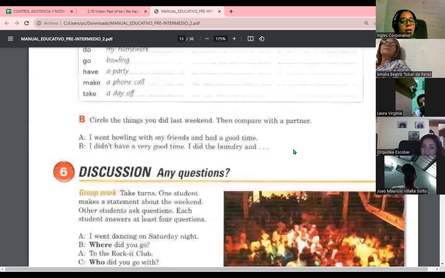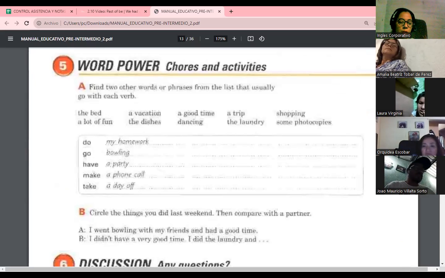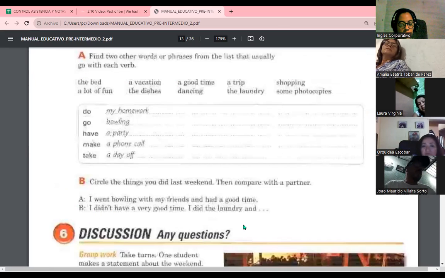Luego nos dice, circle the things that you did last weekend and compare with your partner. Okay, las cosas que usted hizo. Por ejemplo, ¿qué hizo usted el last Friday? Stay home. Excellent. Or I went to the park. ¿Verdad? Entonces, todas estas cosas son aquellas que hemos hecho.